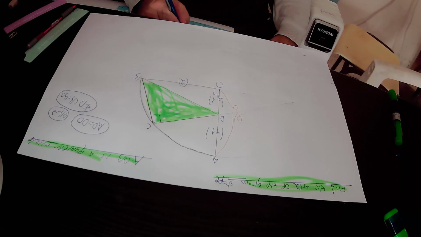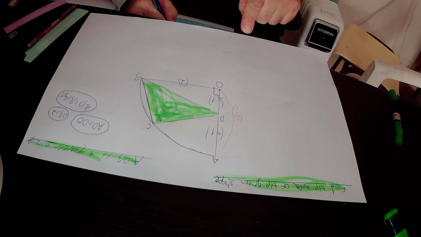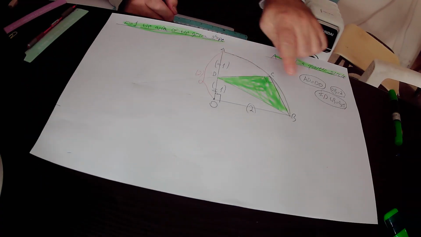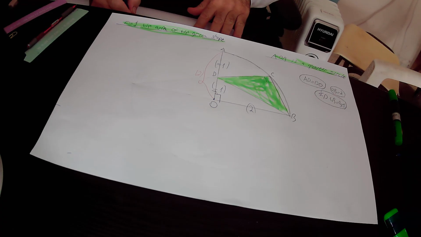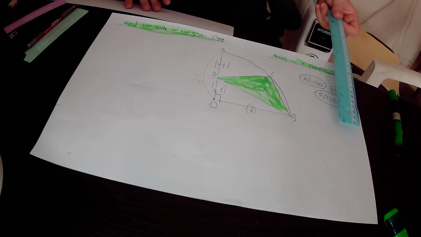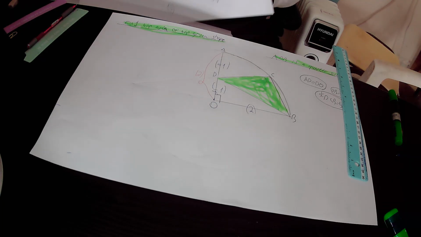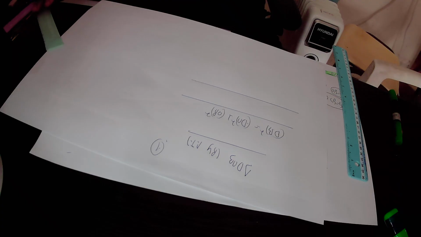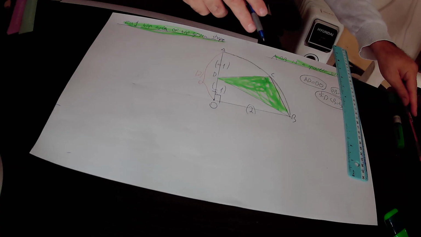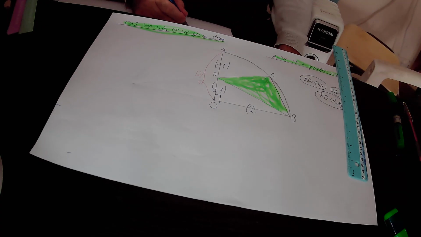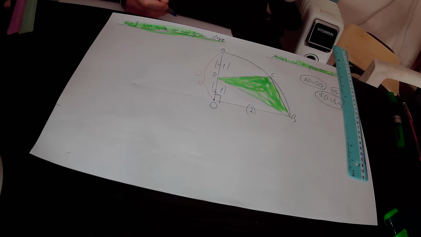equals DO squared plus OB squared. Again, in the right triangle DOB, according to the Pythagoras theorem, DB squared, the square of the hypotenuse, equals DO squared plus OB squared. DB is the missing side, so we leave it as it is: DB squared equals DO squared.